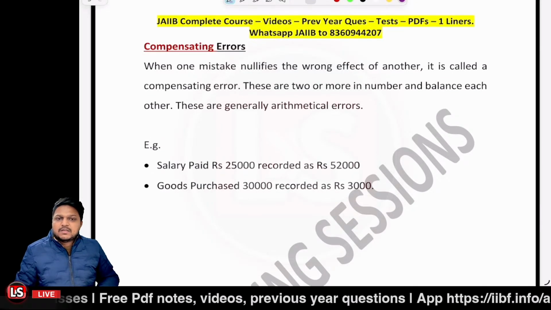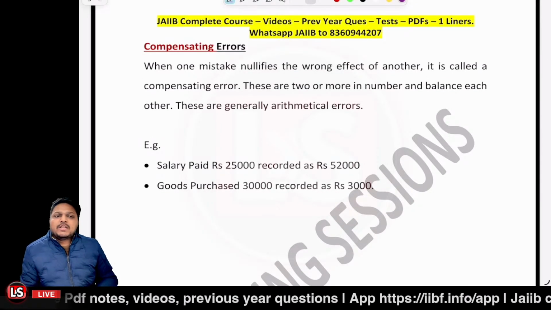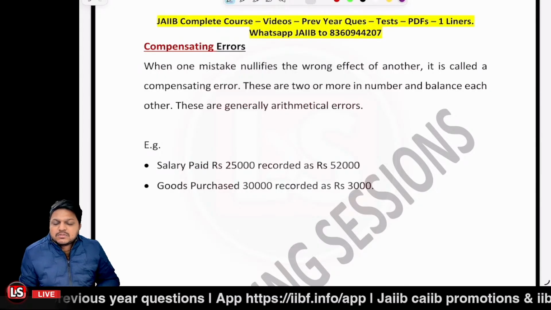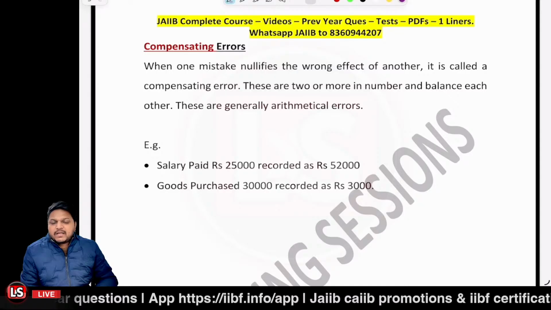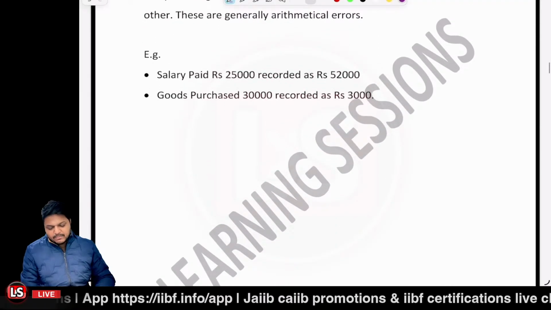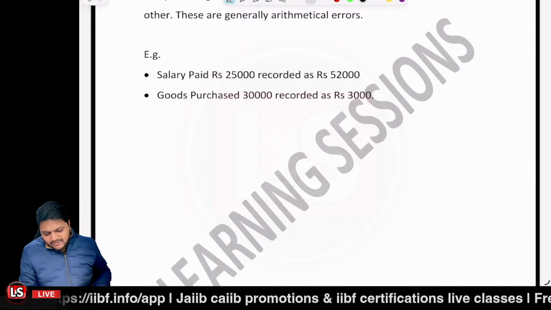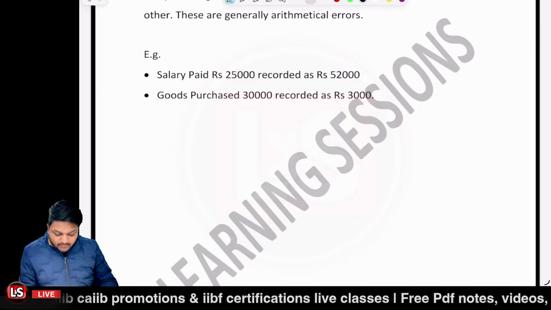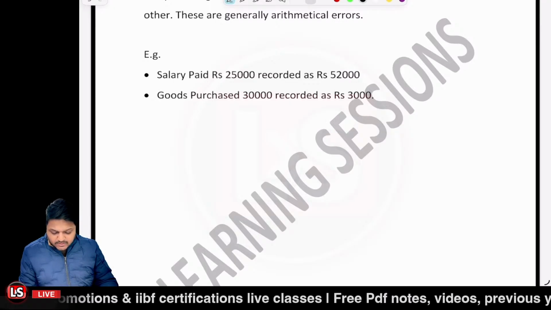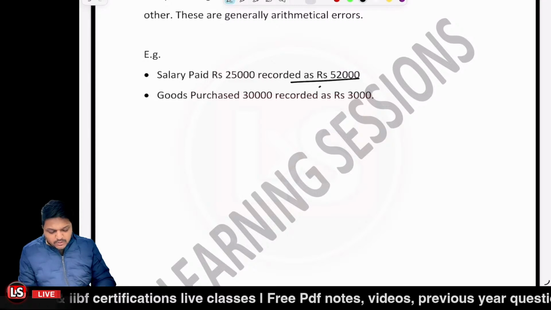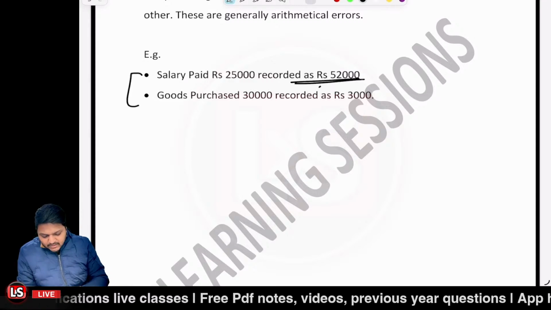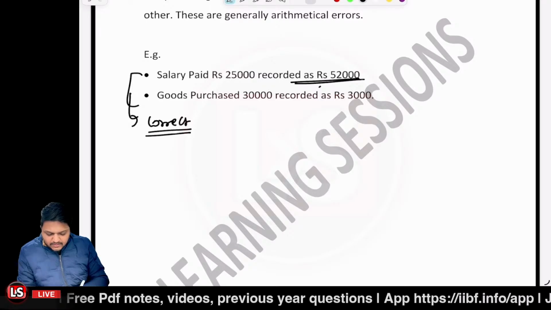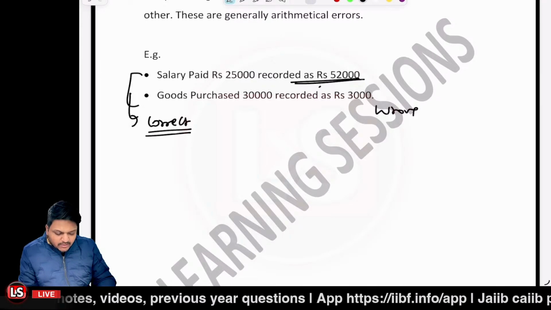Further, it's related to the compensating errors. When one mistake is going to nullify the wrong effect of the other mistake, it's a compensation. It's a compensating error, right? Like let's just go for this example. It says salary paid recorded as rupees 52,000. You paid salary of rupees 25,000, but it is recorded as rupees 52,000. So what was the correct journal entry?